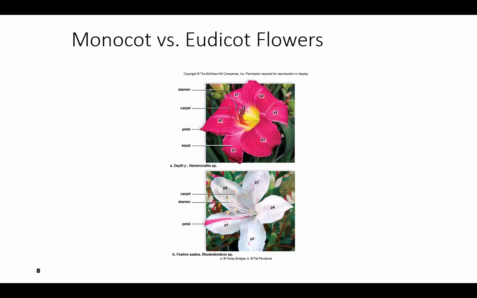And here at the top you have the daylily, which is an example of a monocot, and at the bottom the azalea, which is an example of a eudicot. You can count the flower parts to tell you which one it is, and you can also look at the venation of the leaves.